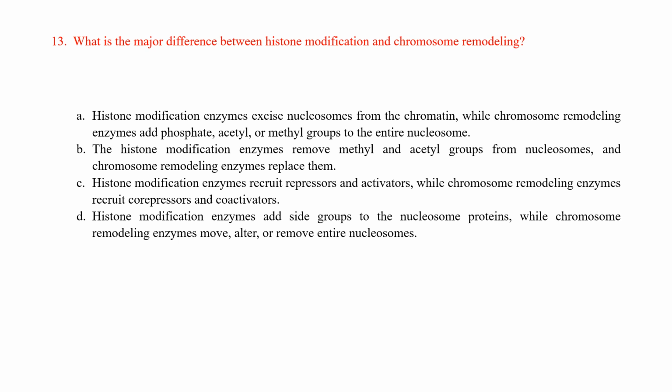Number 13, what is the major difference between histone modification and chromosome remodeling? Letter A, histone modification enzymes excise nucleosomes from the chromatin, while chromosome remodeling enzymes add phosphate, acetyl, or methyl groups to the entire nucleosome. Letter B, the histone modification enzymes remove methyl and acetyl groups from nucleosomes, and chromosome remodeling enzymes replace them. Letter C, histone modification enzymes recruit repressors and activators, while chromosome remodeling enzymes recruit co-repressors and co-activators. Or letter D, histone modification enzymes add side groups to nucleosome proteins, while chromosome remodeling enzymes move, alter, or remove entire nucleosomes. And here the answer is D.